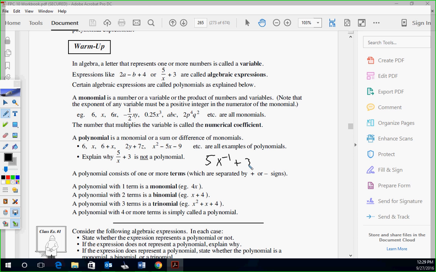A polynomial consists of one or more terms which are separated by a plus or minus sign. So a polynomial with one term is a monomial. A polynomial with two terms is a binomial. This is all review from last year. A polynomial with three terms, a trinomial. Anything bigger than tri, we just call a general polynomial. So 4 or more, we just call it a polynomial. So if it has 6 terms, it's a polynomial. 9, polynomial. Questions, concerns?